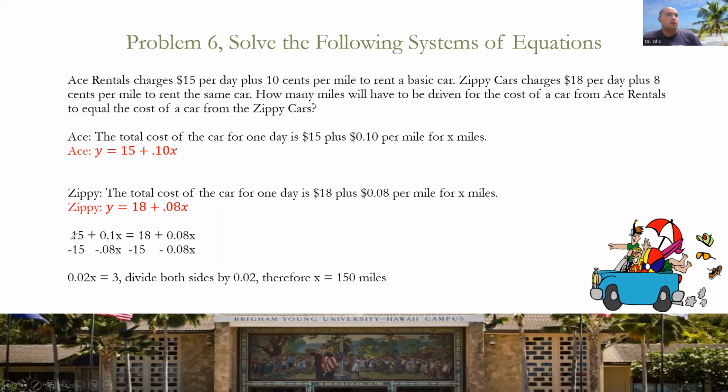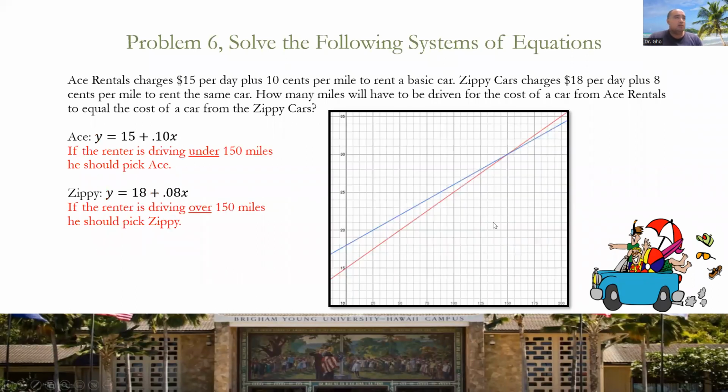But it'll work. And so you subtract 15 from both sides, subtract 8 cents from both sides, and we end up with 0.02x equals 3. Divide both sides by that, and you end up with x equals 150 miles. So what that means is at 150 miles, both of them cost the same.